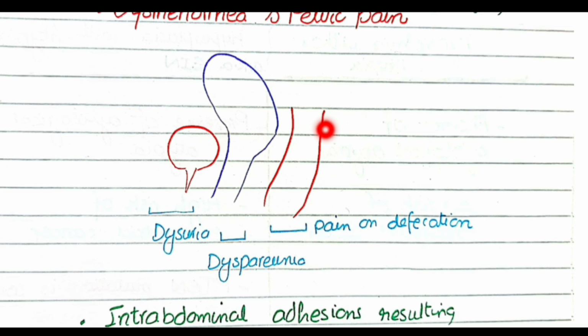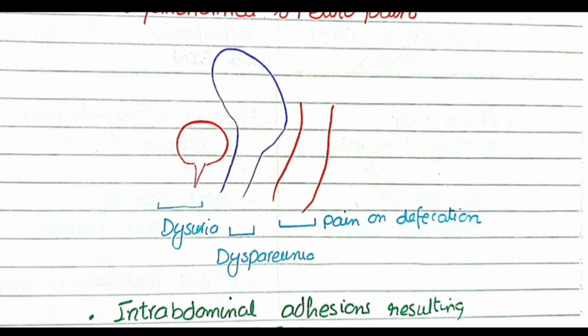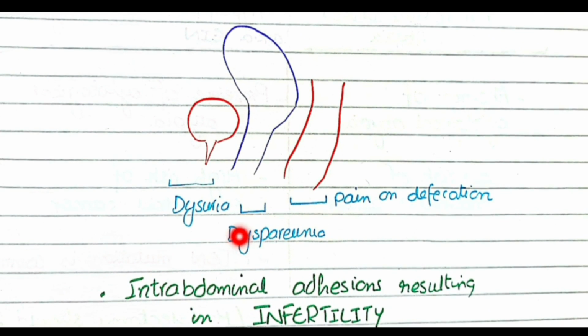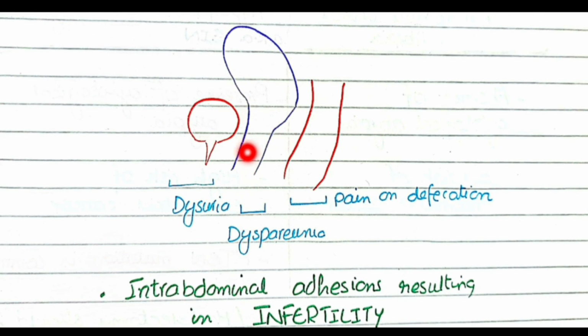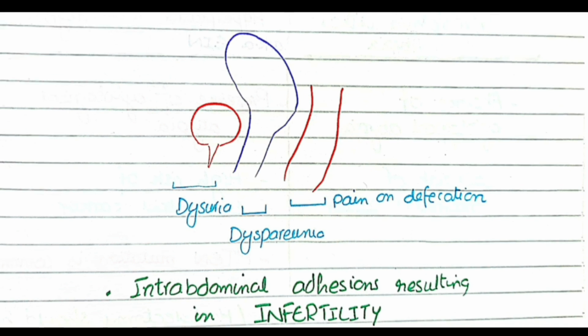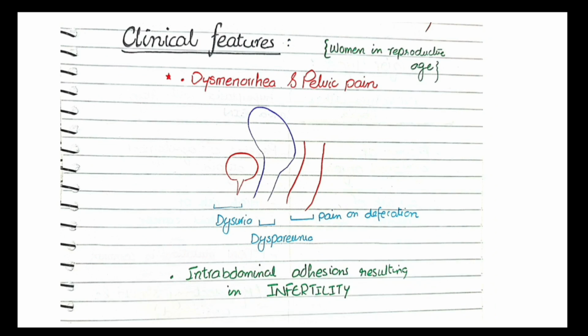When the endometriotic tissue involves the wall of the rectum and causes inflammation there, or undergoes cyclic bleeding, the irritation of the rectum will result in pain during defecation. And obviously this endometriotic tissue can grow in the lower genital tract, can grow in the cervix, so it will cause pain and discomfort during sexual intercourse. So dysuria, dyspareunia and pain on defecation are also features of endometriosis. So this concludes the pathology and a brief clinical review of endometriosis.